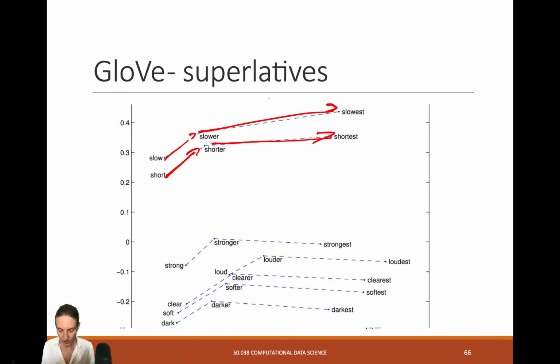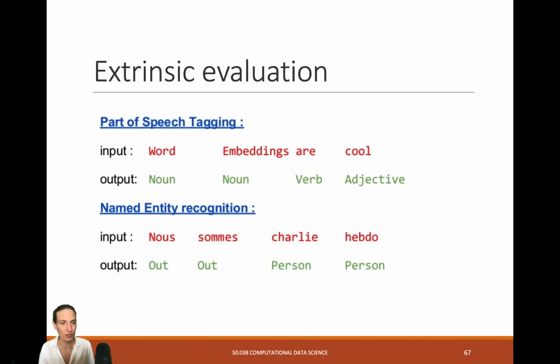Now let's move on to the second form of evaluation, the extrinsic evaluation. So now word embedding models can be used as part of speech tagging, for instance. We have input word embeddings are cool, which is a sentence.